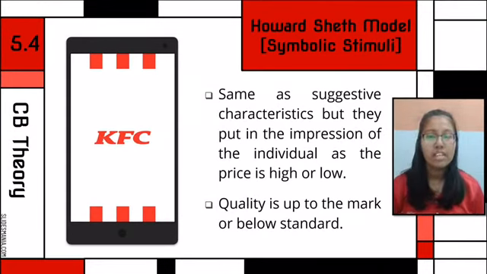Firstly, inputs necessary for the customer for making decisions are provided by a few types of stimuli. Symbolic stimuli are the same as subjective characteristics, but they put in the impression of the individual, such as whether the price is high or low, and whether the quality is up to the mark or below standard. For example, how is it different from other products? What service can the product give? And what is the position of the sales service, and how quickly or easily is the product available?